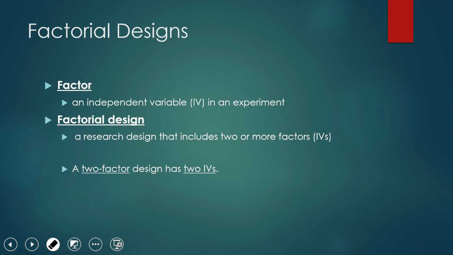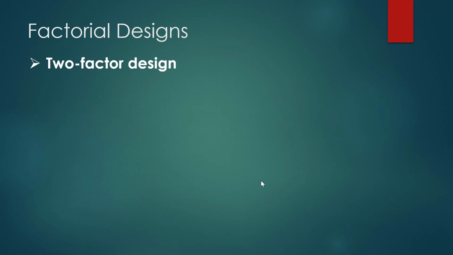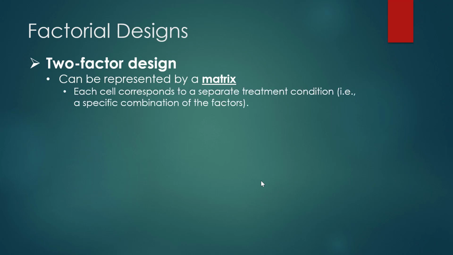So a two-factor design has two independent variables, and a single-factor design has one independent variable. And a 2x3x2 design is a three-factor design with a total of 12 different conditions. So you saw I wrote the other two in the slide. This one's a little bit more complicated and more difficult to demonstrate. So a simple two-factor design can be represented by a matrix, which is what I was showing you on the previous slide. Now each cell can correspond to a separate treatment condition or a specific combination of the factors as we get more complex.